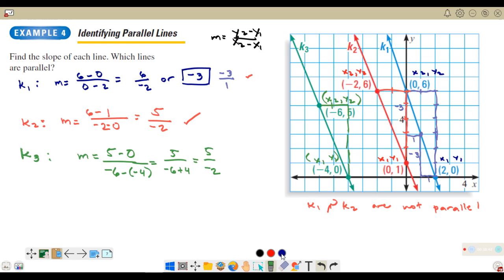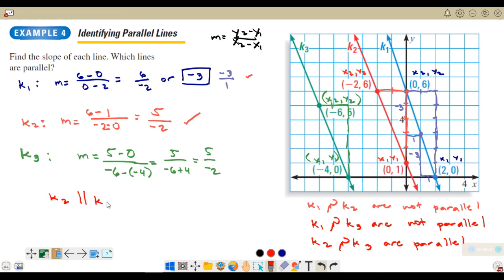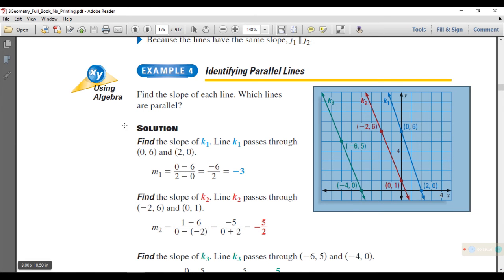Now, is K sub 1 parallel to K sub 3? No. K sub 1 and K sub 3 are again not parallel because they don't have the same slope. How about K sub 2 and K sub 3? K sub 2 and K sub 3 are parallel because they have the same slope. So, K sub 2 is parallel to K sub 3. Okay? Okay. I hope that was clear.